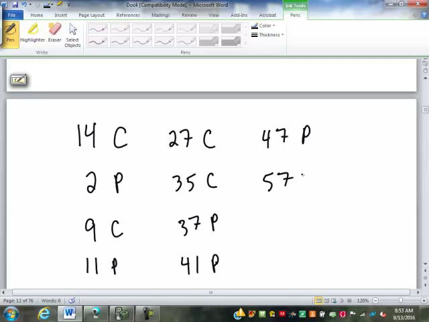57. Composite. A lot of people want to say prime there because 47 and 37 are both prime, and 17 is prime. 57, though, what's 5 plus 7? 12. 12 can be divided by 3. So it's 3 times 19. How about 51? Composite. Still divisible by 3. 5 plus 1 makes 6.